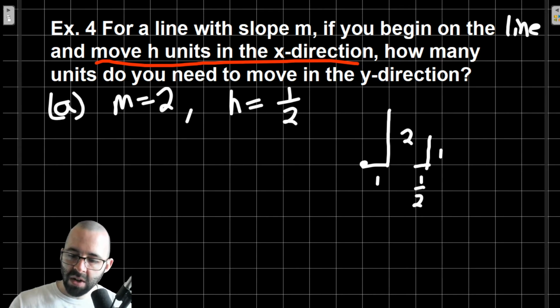So if we move right 1 unit, we go up 2. If we move right 1/2 of a unit, we only go up 1/2 of that, which is 1 unit. Okay, so our answer is just going to be up 1 unit.